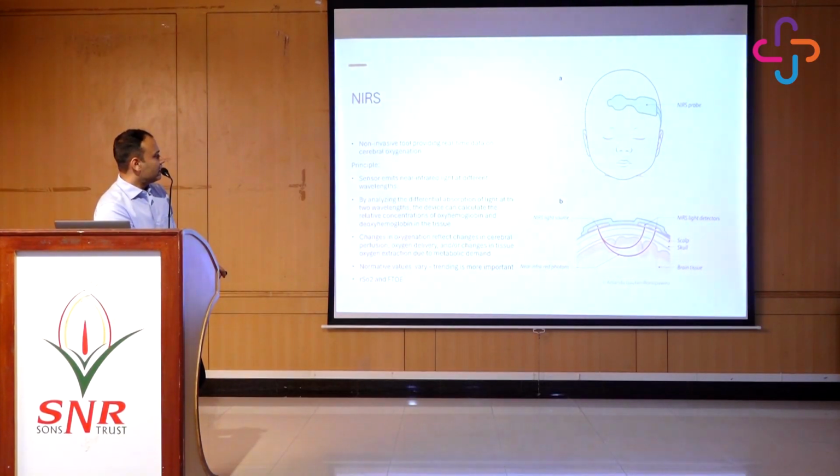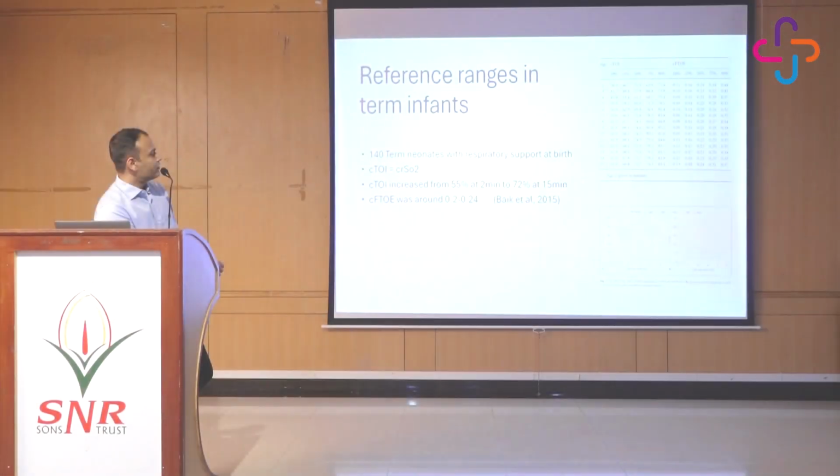Then the monitor will deliver different wavelength lights, and depending on how the different wavelengths are absorbed, it calculates what is the oxygenated hemoglobin and what is the deoxygenated hemoglobin, and then it will give you a tissue oxygen index. So it's basically a mixed oxygenation, not just arterial. That's why it is less than the arterial value. There are different reference ranges.